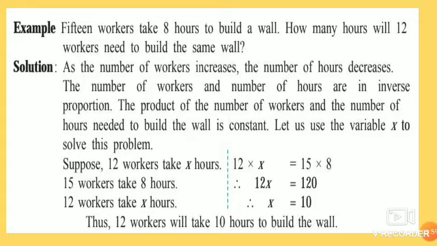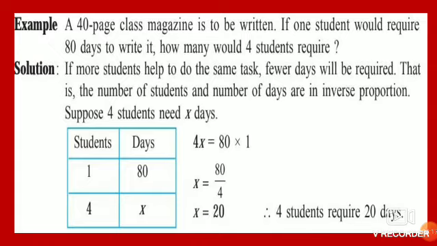A 40-page class magazine is to be written. If one student would require 80 days to write it, how many days would 4 students require? Now the class magazine is of 40 pages and if one student writes it, he will need 80 days, and if 4 students start to write it, they can complete the work earlier, so they will need fewer days to write the magazine.